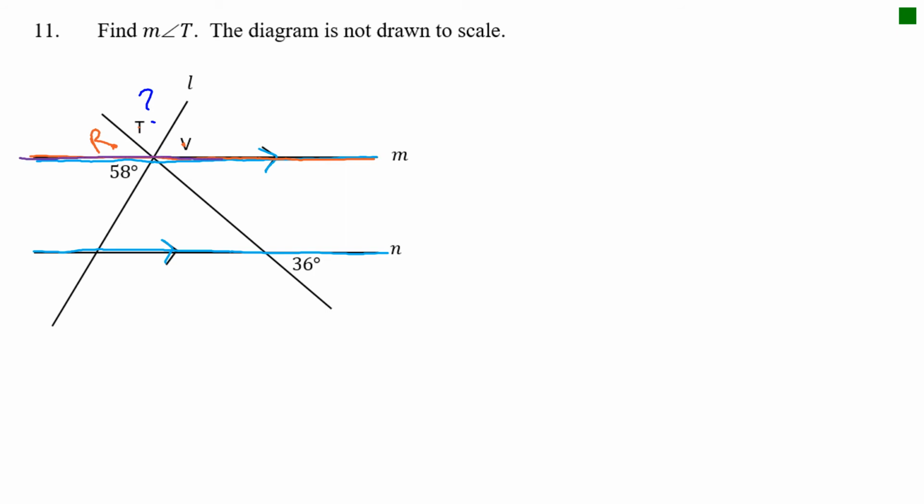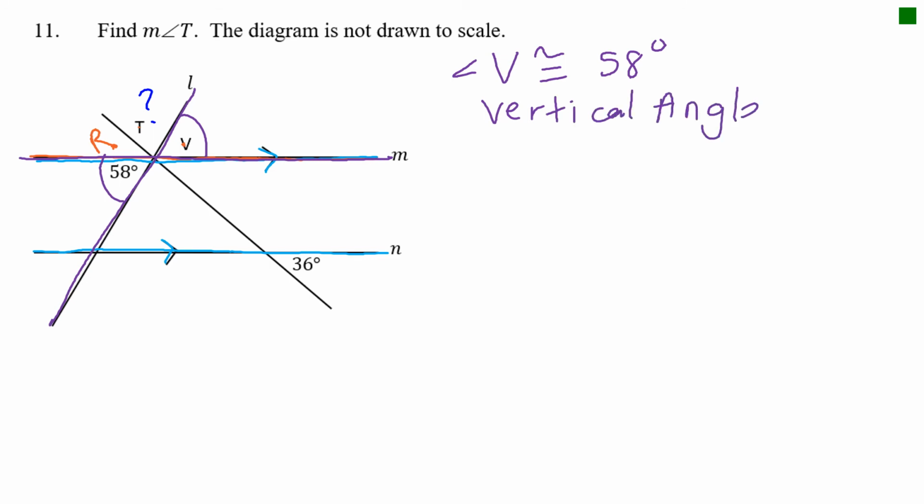Now, if we're looking at this line right here, this purple one, and then this one right here, notice I just took two lines that intersected, and they formed an X. Opposite to each other are 58 and V. I gave them each one arc because those two are vertical angles, and vertical angles are congruent. So angle V is going to be congruent to 58 degrees because they're vertical angles. They're congruent, that means they're exactly the same. So wherever I see V, I can go ahead and put 58 degrees. Notice I'm a little bit closer to finding T.